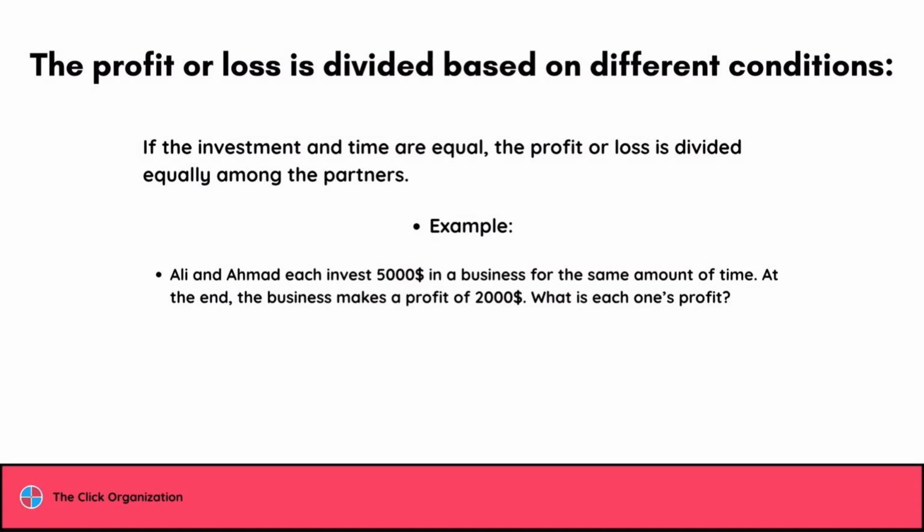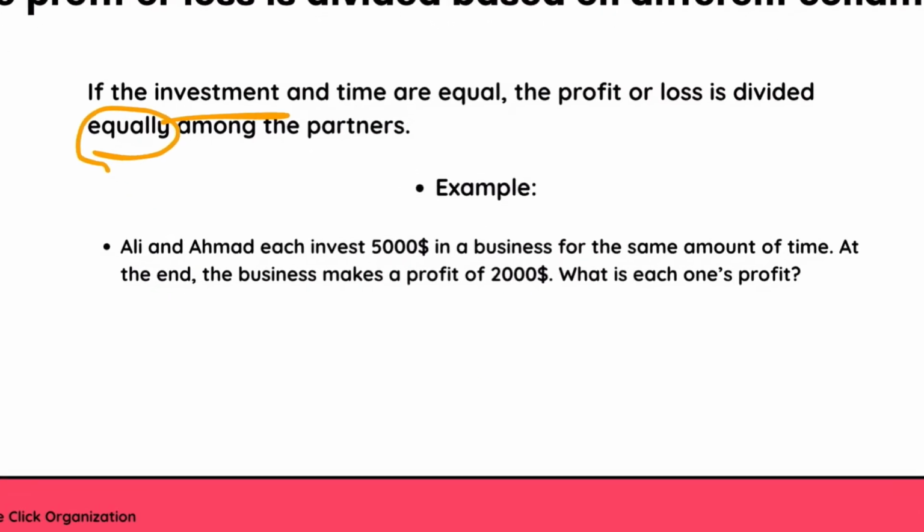The first condition is this. If the investment and time are equal, the profit or loss is divided equally among the partners. So if both the investment and the time are equal, the profit or loss is divided equally among each partner. Take a look at this example.